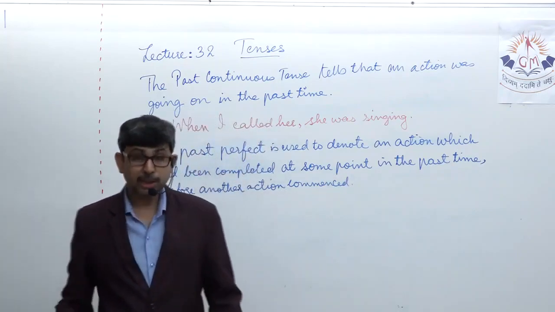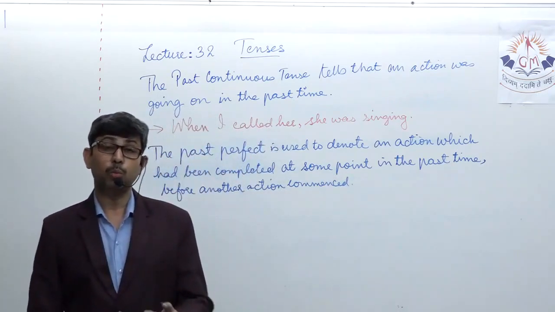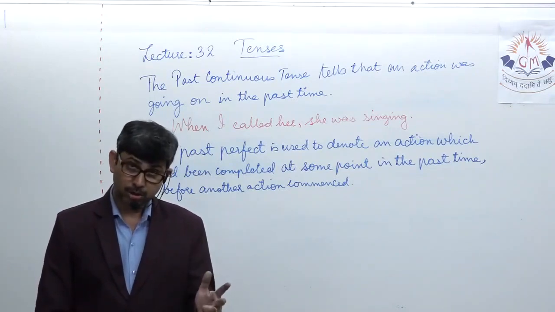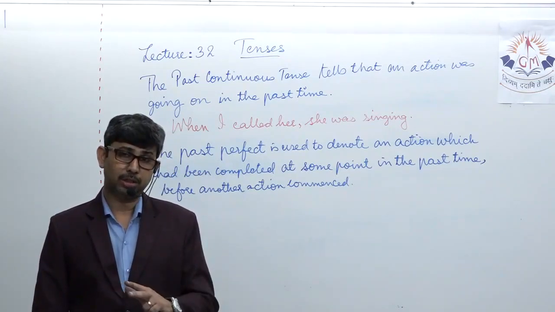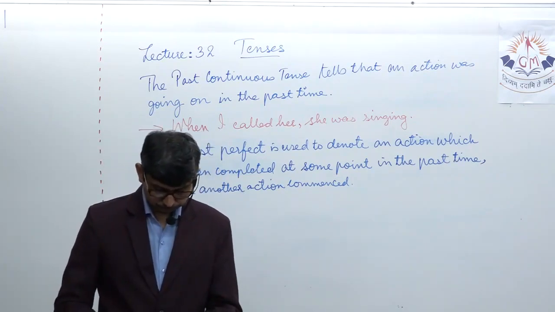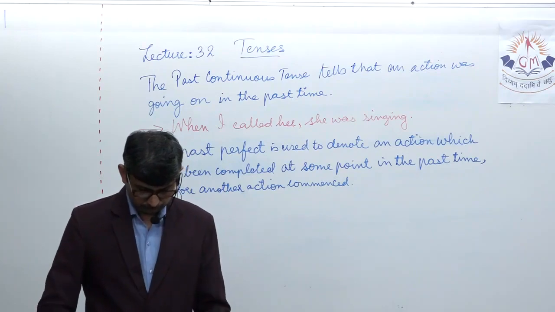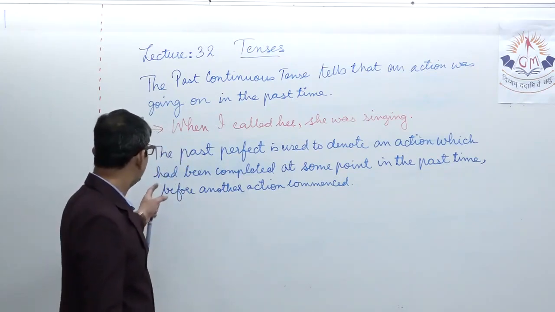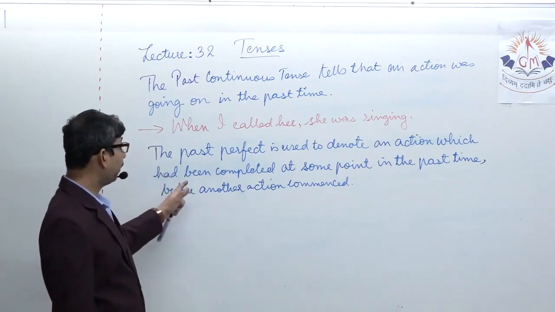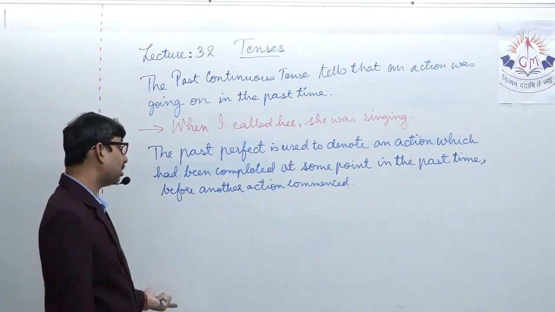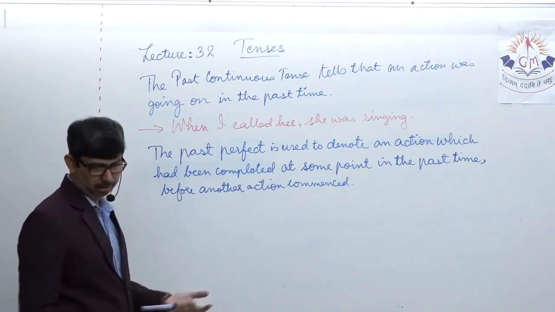Clear? Before another action commenced. For this, we will be calling it by two names. We can say the first action and the second action. Clear? So let's see a few examples based on what we have just written and understood. The past perfect is used to denote an action which had been completed at some point of time in the past time before another action commenced.